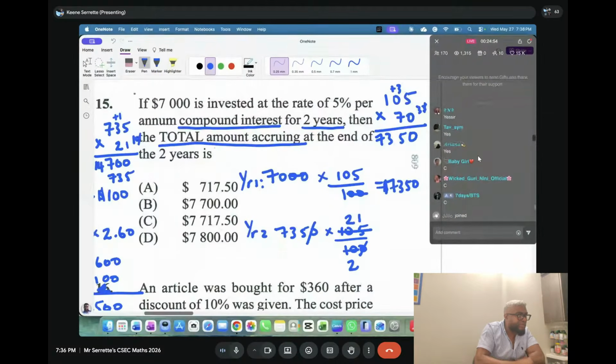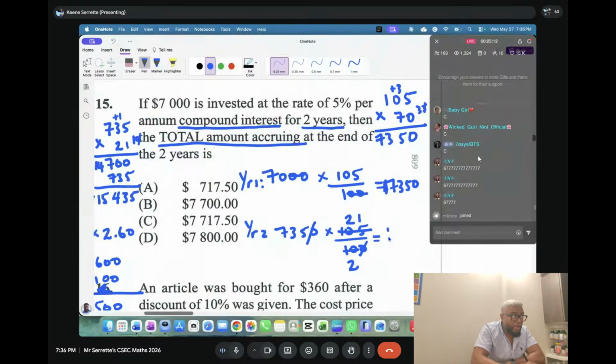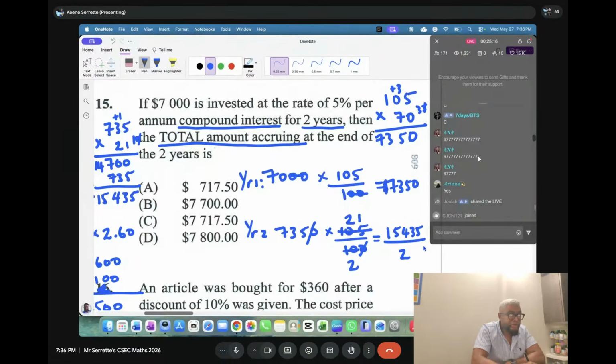When you add these here, we get 15,435. Right, and 35. So you have to divide this by 2 now. So this will be 15435 divided by 2. So again, when you divide this, 2 into 15 is what? 7, remainder 1. 2 into 14 is 7.